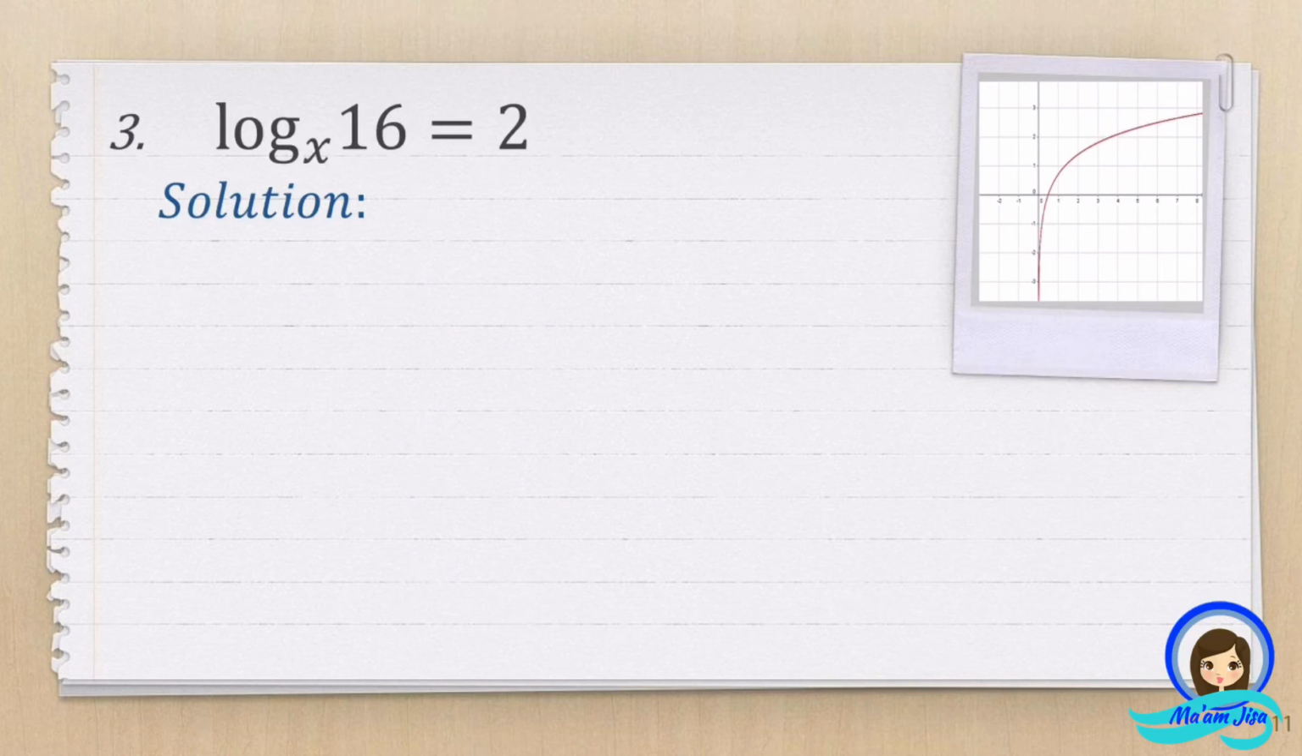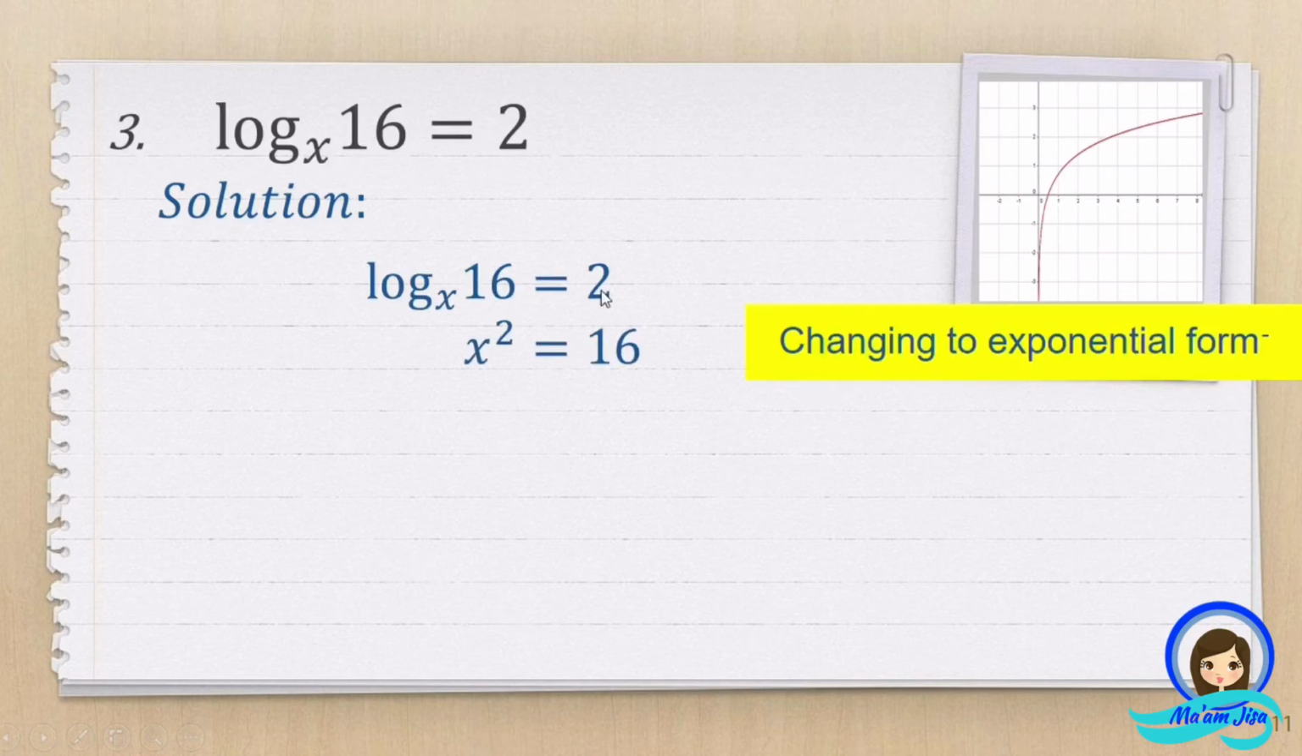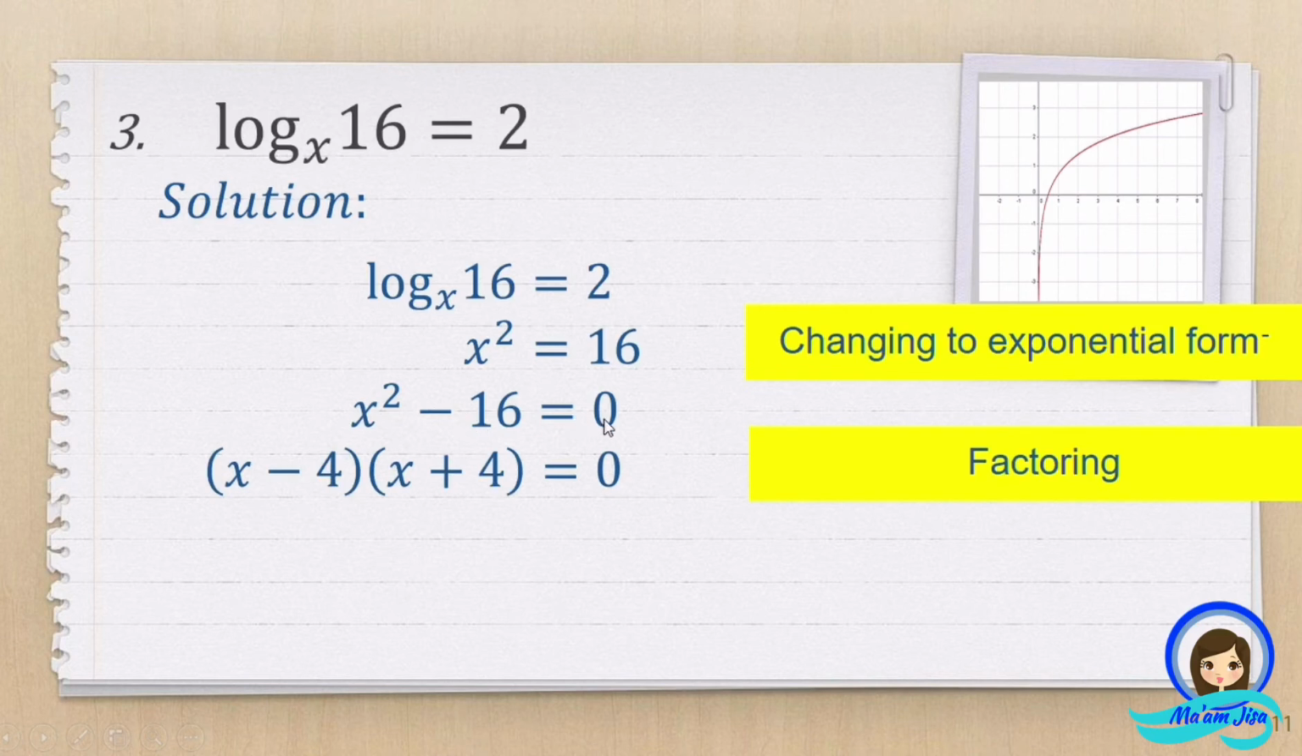Example number 3. Logarithm of 16 to the base x equals 2. We need to find the value of the base. To solve that one, we again change to exponential form. So it is written as x squared equals 16. Now transpose 16 to the other side of the equation since this already involves an exponent of 2.